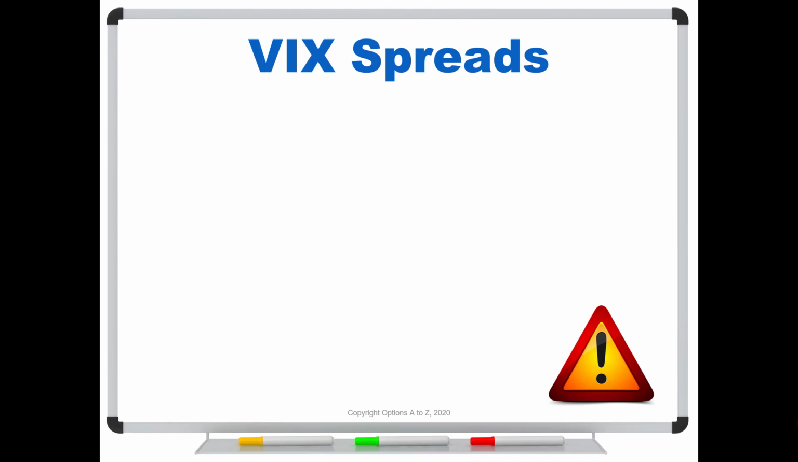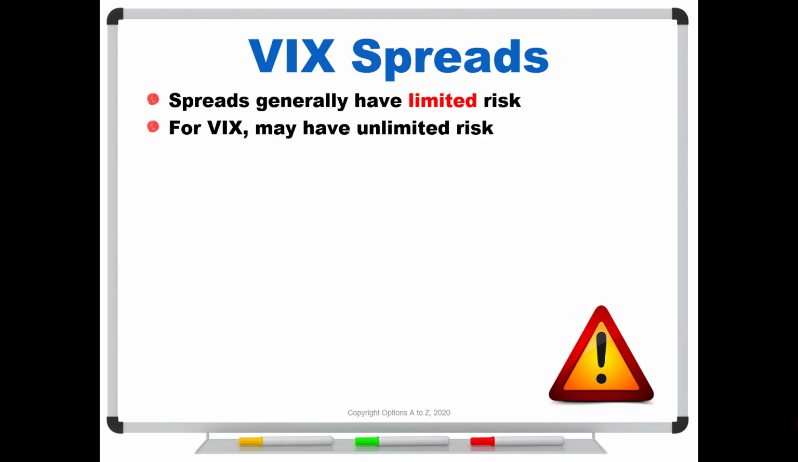And so this poses a big problem when traders turn to spreads. And the irony is they think that they're making it less risky by using spreads when they could actually be stepping into a very big trap. So again, the reason that they like these spreads is that spreads generally have limited risk. And that's true for the stock market, but it's not true for the VIX. Okay, for the VIX, you might actually have unlimited risk even with a spread.